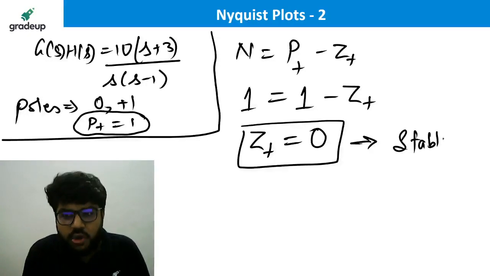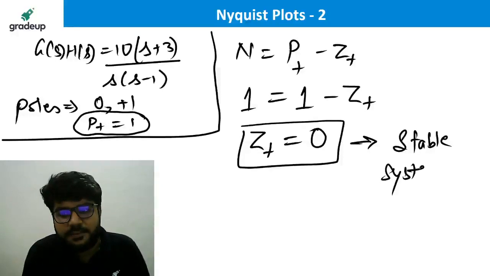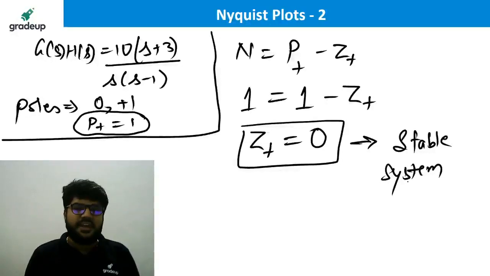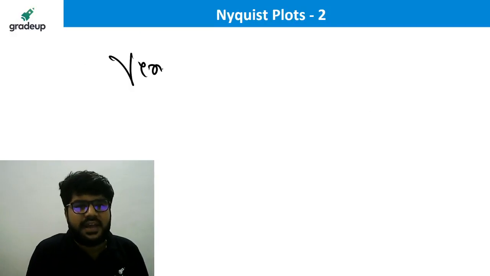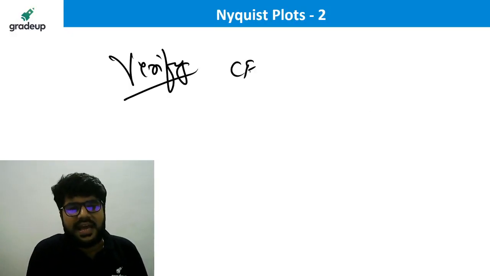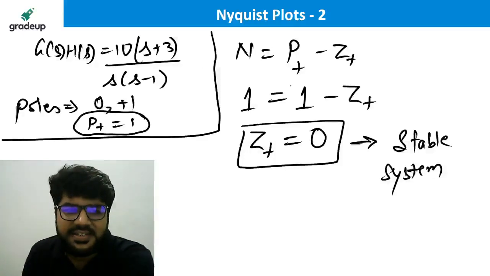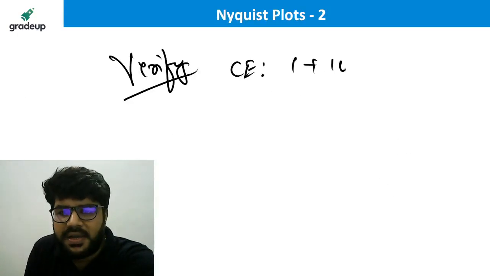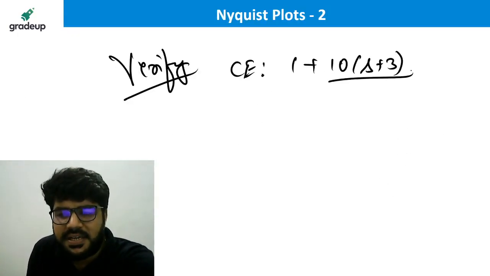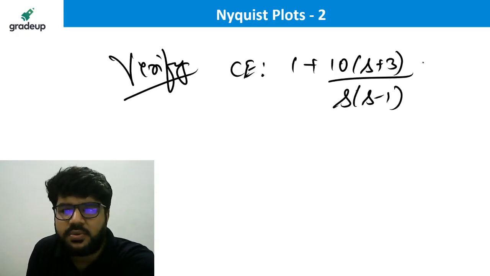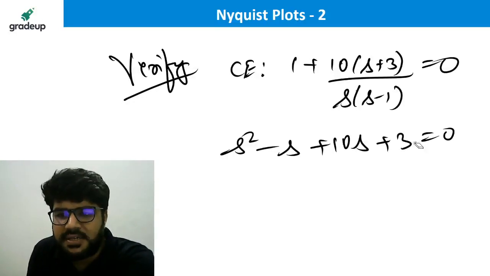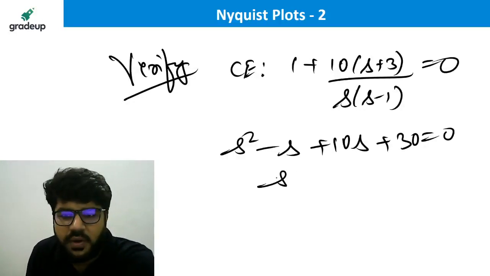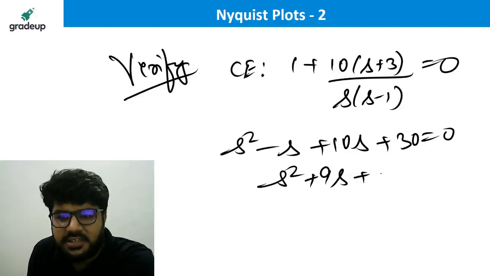If any doubt, you can verify by Routh-Hurwitz. Chaliye, quickly verify. What is the characteristic equation? It will just take a few seconds. 1 plus 10 s plus 3 by s minus 1 equal to 0. S square minus s plus 10s plus, sorry, plus 30 equal to 0. S square plus 9s plus 30.